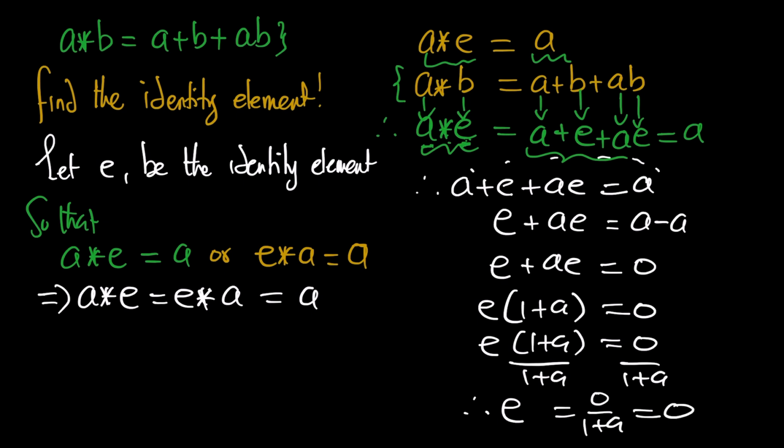So therefore, our identity element is 0. The identity element that we've been able to find is actually 0. Now, let's look at another question.